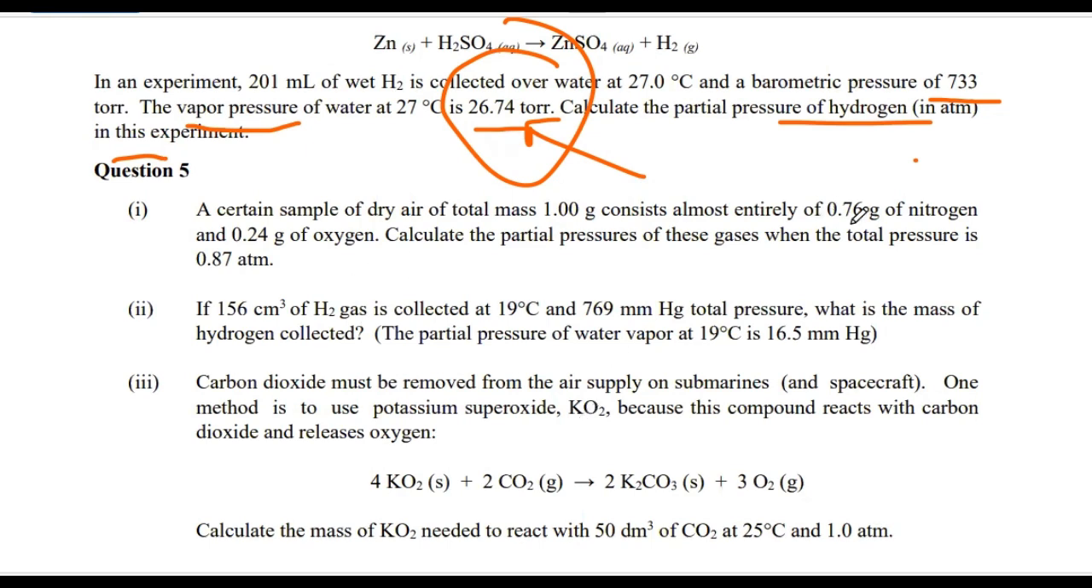Let's first find the moles. Using the mass of nitrogen, we can find its moles, and using the mass of oxygen, we can find the moles of that oxygen. So how do we do that? We're given 0.24 there. We are first going to find the moles of oxygen, and then the moles of nitrogen. So the moles of this oxygen, how are we going to find it? We are given the mass there.